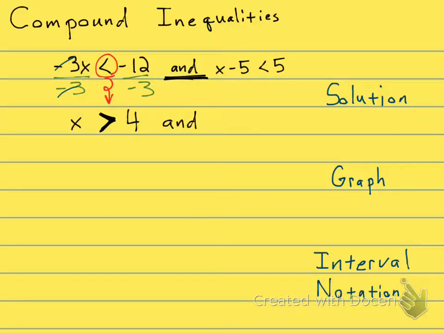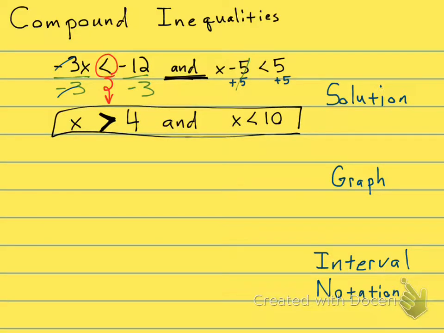And let's solve this one over here for x. It's x minus 5. To get rid of the minus 5, I add 5 to both sides. Negative 5 plus 5 is 0. So x is less than 10. Okay, here is my solution: x is greater than 4 and x is less than 10.